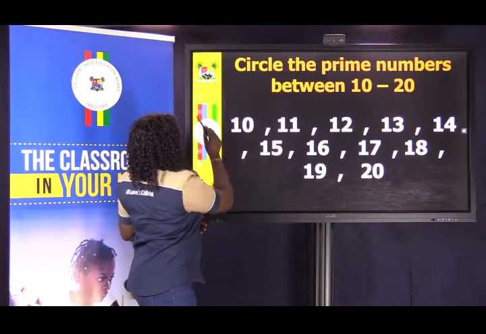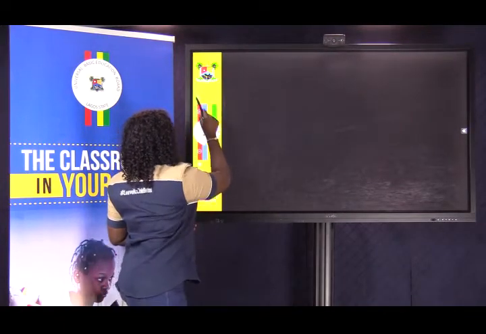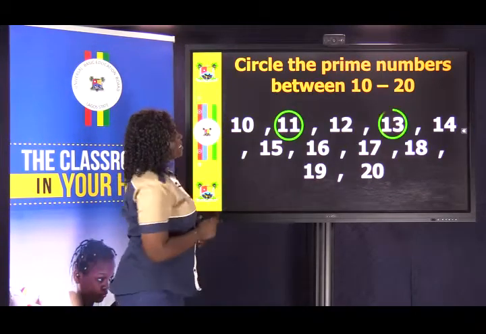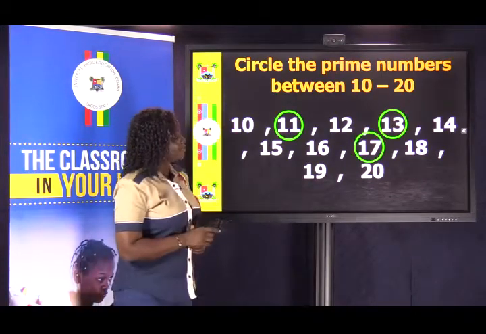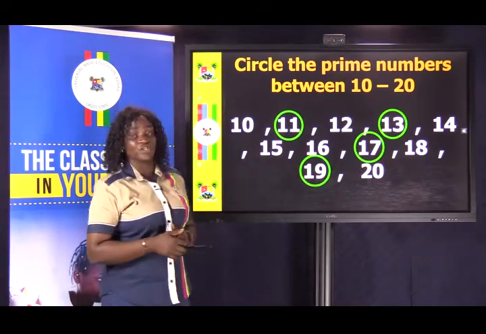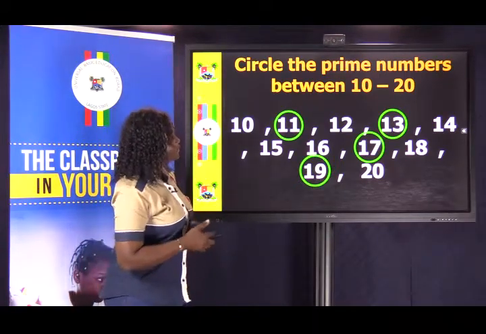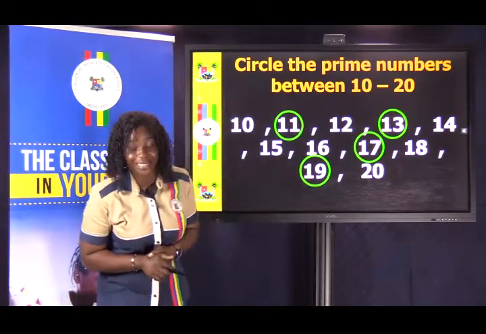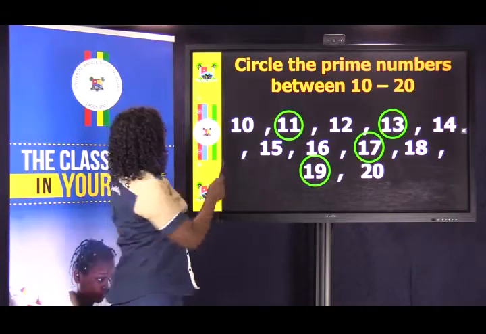So what are the prime numbers in this series? Let's see. 11, 13, 17, and 19. So between 10 and 20, we have 11, 13, 17, and 19. Are we together? Say together we are.